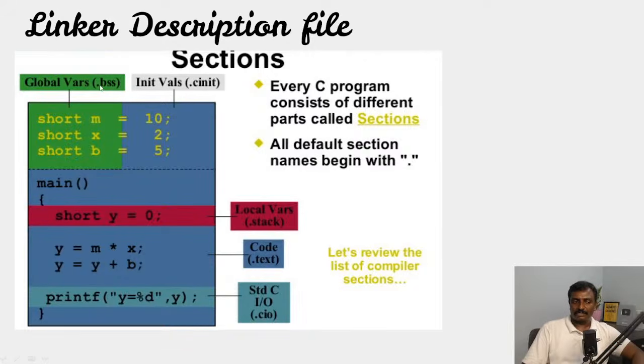The uninitialized global variables are called .bss. Any type of IDE, whether Keil, Visual Studio, Xilinx Platform Studio, AVR Studio, or Microchip Studio, is the same. The global variable is .bss. If it is initialized values, then it is .cinit. The local variable is .stack, and the code is .text. And this is called CIO, the standard C input and output. So these are all the sections of the program. You write a program, and the program will have sections.